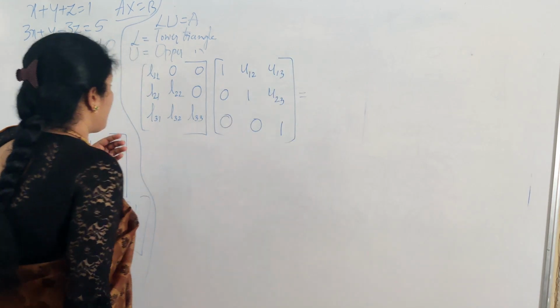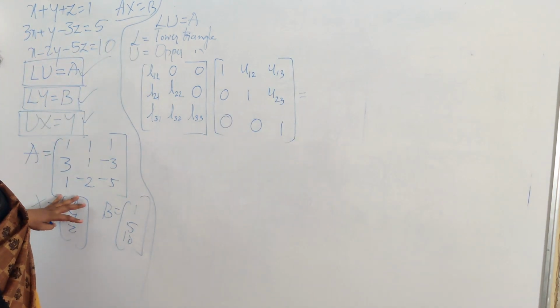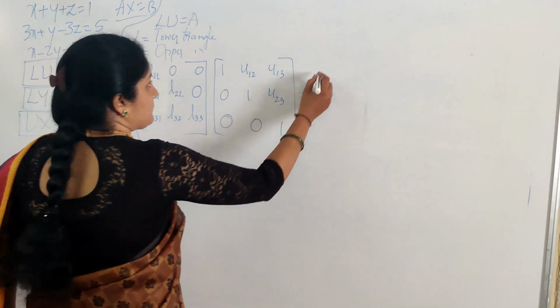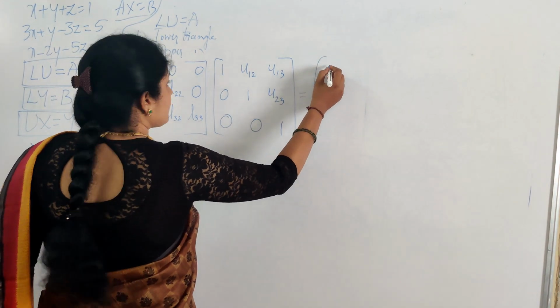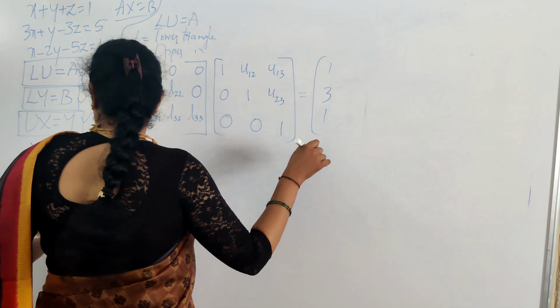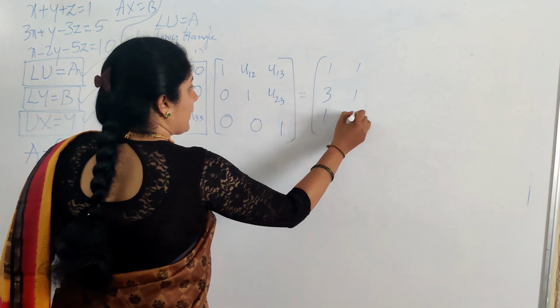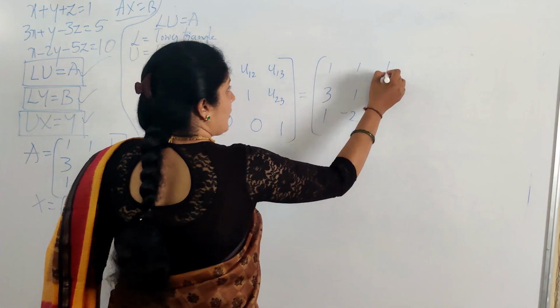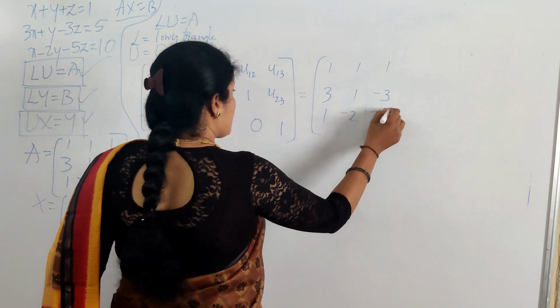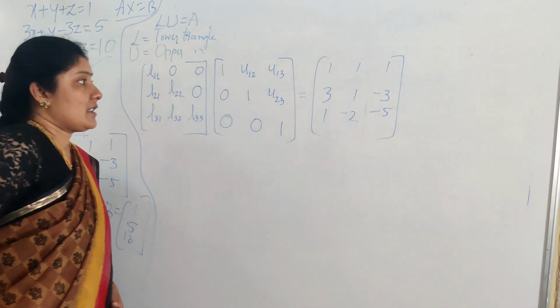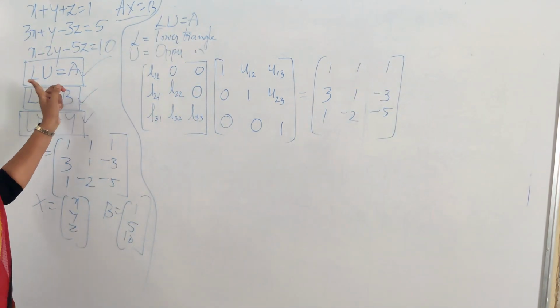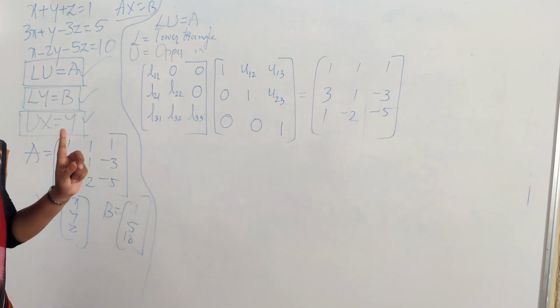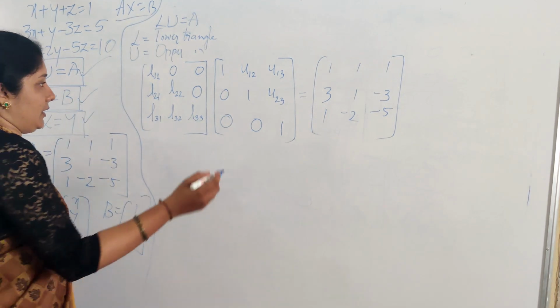This is equal to A. So what is A? Nothing but the coefficients: 1, 1, 1; 3, 1, -2; 1, -2, -3, -5 as given. So this is according to our first formula, that is LU equal to A. Now let me solve this.